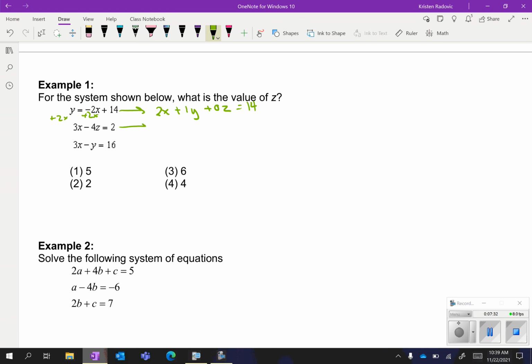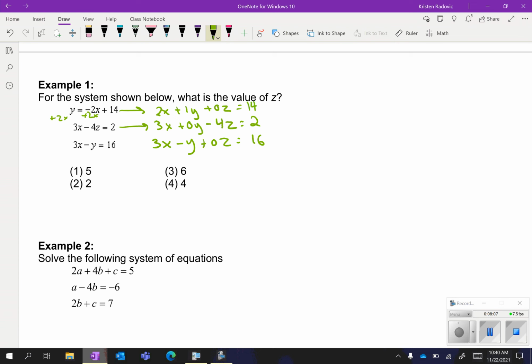Don't forget your placeholders. Next one is 3x. There is no y, so plus 0y as a placeholder, minus 4z equals 2. We have 3x minus y plus 0z equals 16. Now, all of your variables are on the left. They're all in order. They all have placeholders. All of the constants are on the right.